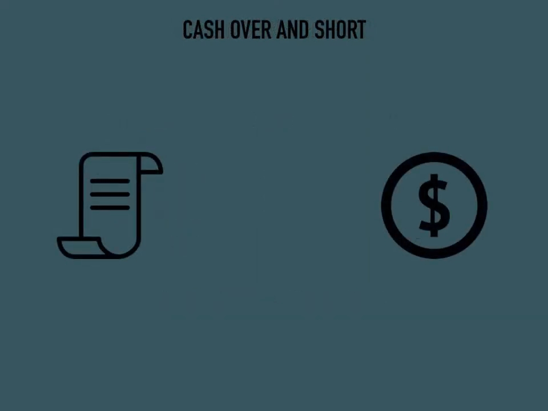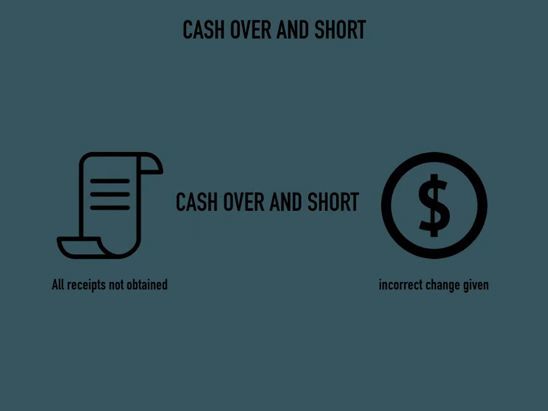Cash over and short. The amount needed to replenish the fund should equal the amount of receipts. However, this will not always be the case. The custodian may not obtain all receipts or give incorrect change, causing a discrepancy. This discrepancy is charged to the cash over and short account. The cash over and short account is a temporary account that can have either a credit or a debit balance in order to decrease or increase expenses respectively.